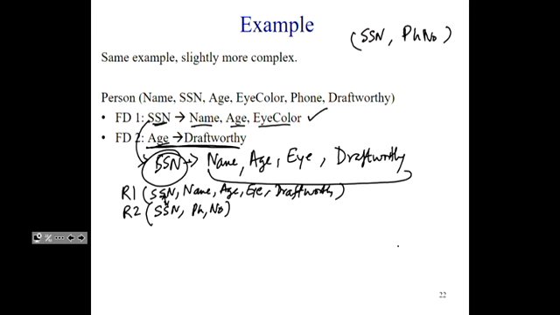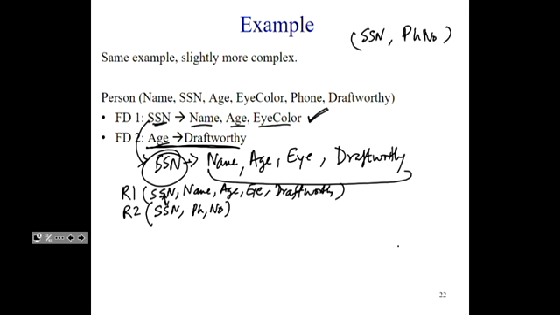Because now the key for functional dependency 1 would just be SSN. Perfect. So the key for this relation is just SSN, and SSN implies the rest of the attributes. Because of that, R1 is not in violation of Boyce-Codd normal form via functional dependency 1. Is it in violation via functional dependency 2? Yes, no, maybe.